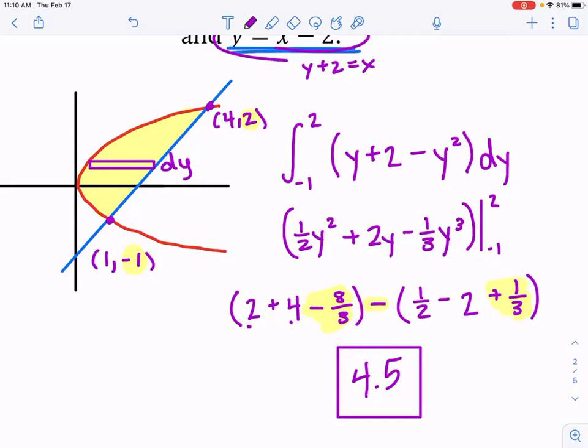Which way was more convenient to evaluate? Totally this way, okay? So sometimes I'm going to tell you, hey, do this with respect to x or do this with respect to y. Sometimes you get to just decide which way is going to make more sense. Sometimes you will not have a choice. I won't give you a choice, but the problem's not going to give you a choice. Case in point.